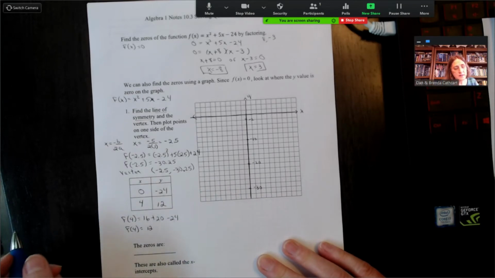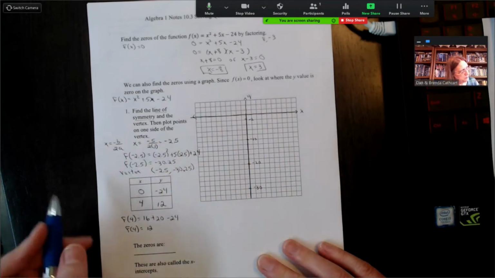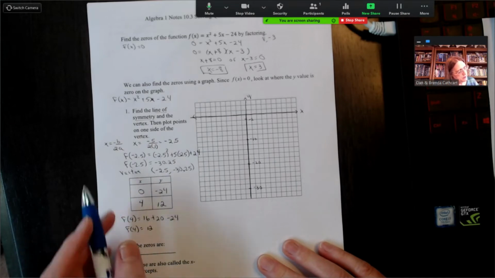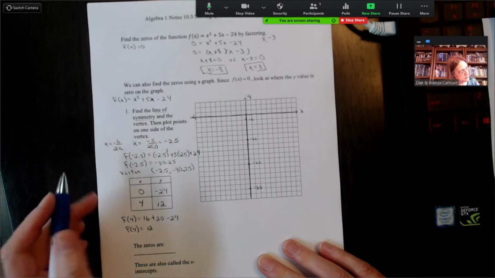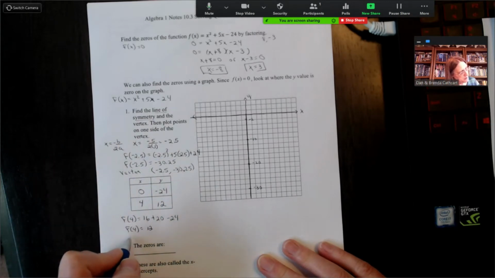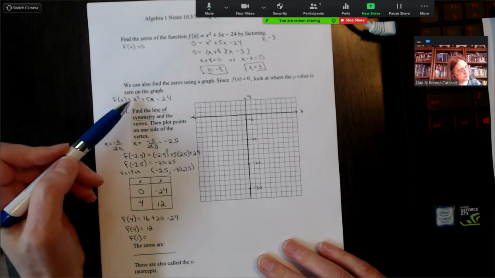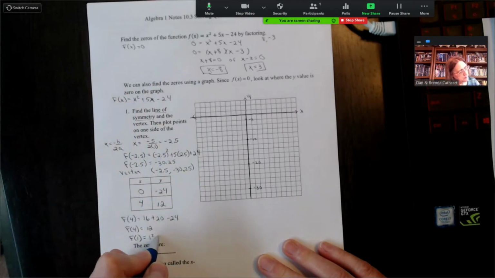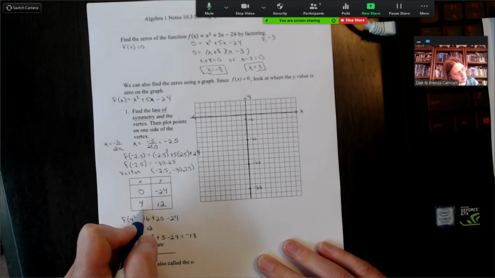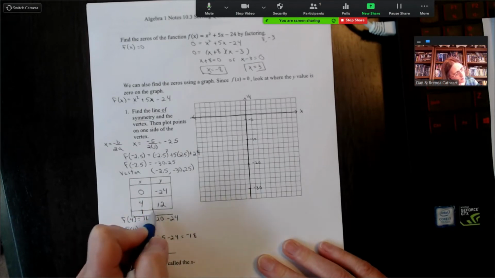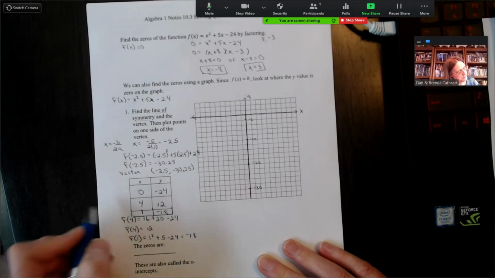Okay. Let's see if we can get maybe one more point on here. Let's see what happens if we choose 1 for this graph. So let's find one more value, f of 1. Substituting 1 in, we have 1 squared plus 5 times 1 minus 24, and that's going to give us negative 18. So I'm going to put one more point on here. I'm going to do the ordered pair, 1, negative 18.